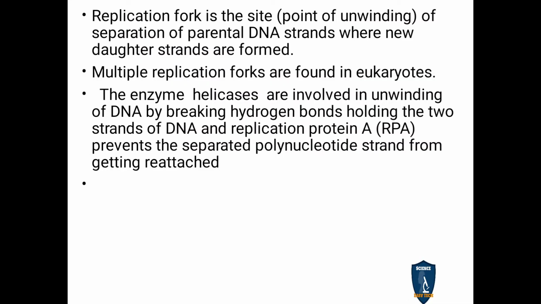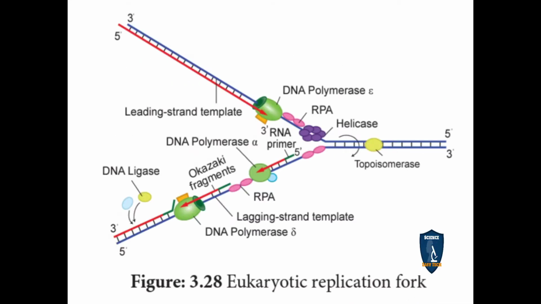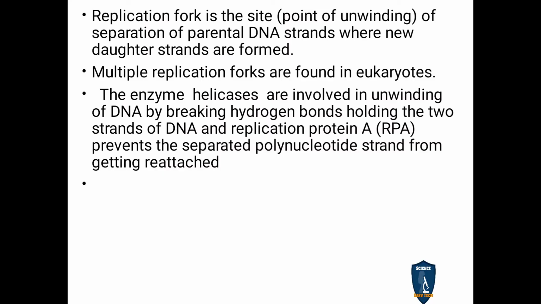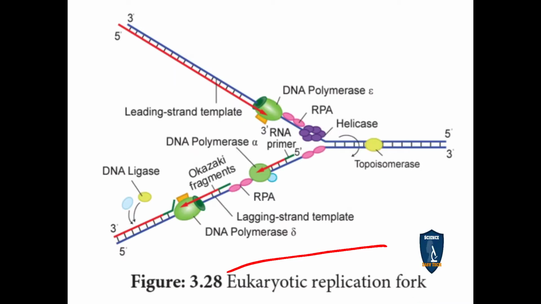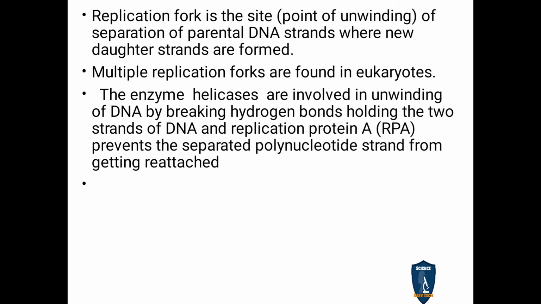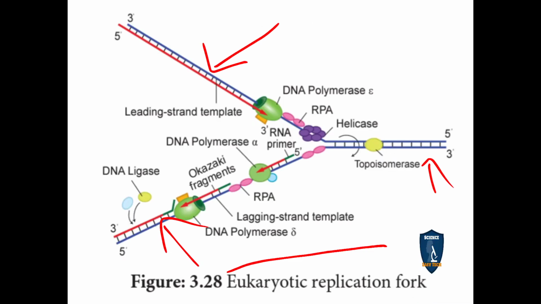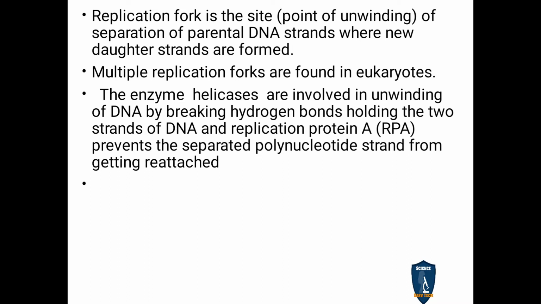Next, the replication fork site. This is a replication fork. It looks like a fork. In that site there is the parental strand, and this side one parent strand and this side one parent strand are separated. There is separation of the parental strands, and a daughter strand forms on each side. So one parent strand and one daughter strand are formed in the replication fork.